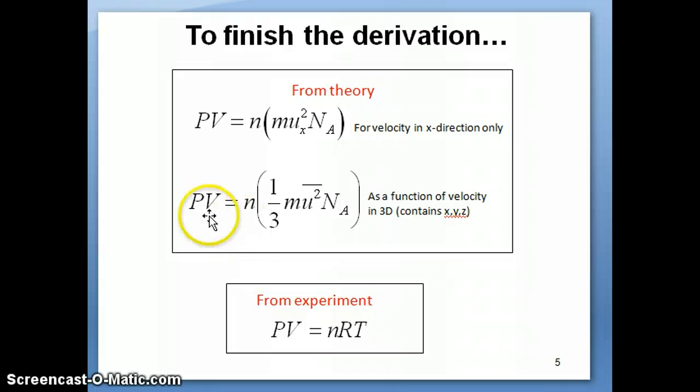So here, from theory, we get PV equals N times 1/3 times m, which is the mass of a particle, times u squared, which is something called the average velocity, or as you'll see in a second, the root mean square velocity, times Avogadro's number. That expression looks very much like PV equals nRT, which is of course the experimentally derived equation. What we want to do now is relate these two equations to each other, so we have some explanation of the meaning of some of these macroscopic properties.